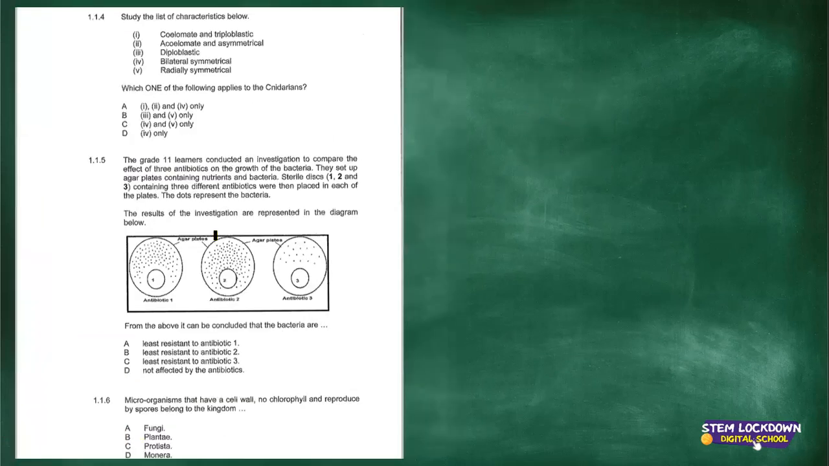And then question 1.1.4, study the list of characteristics below. We have coelomate and triploblastic, acoelomate and asymmetrical, diploblastic, bilateral symmetry, radially symmetrical. Which one of the following applies to the cnidarians? Which one there applies to cnidarians?